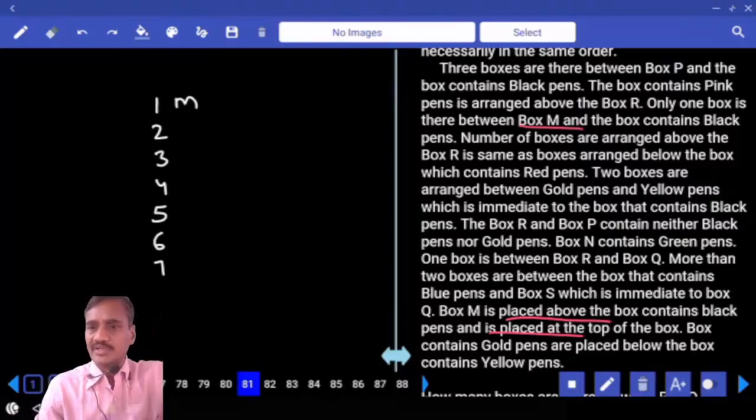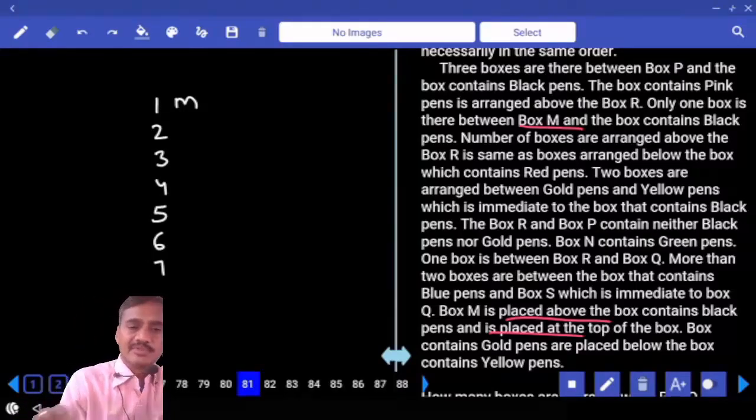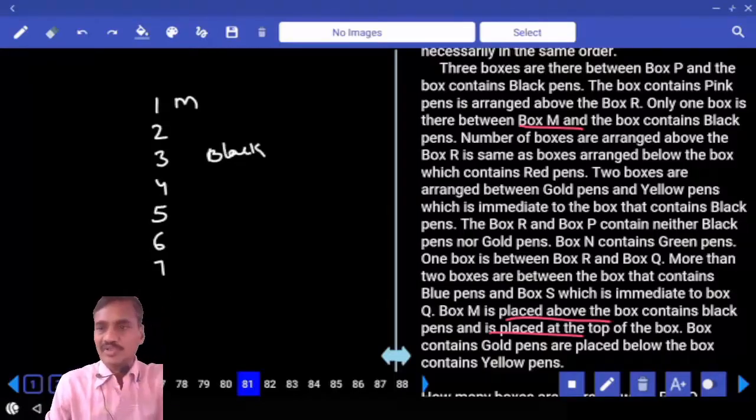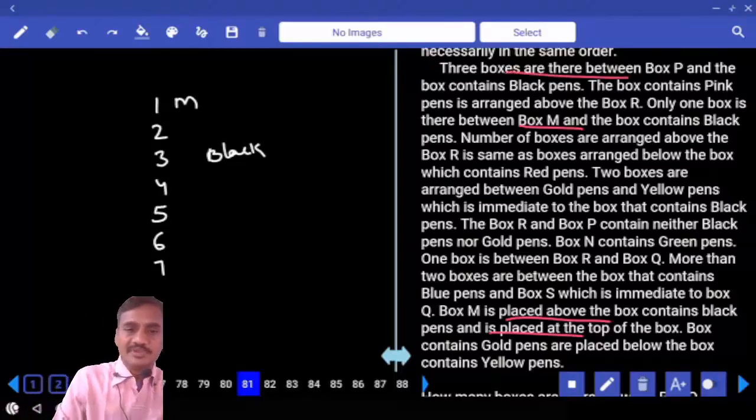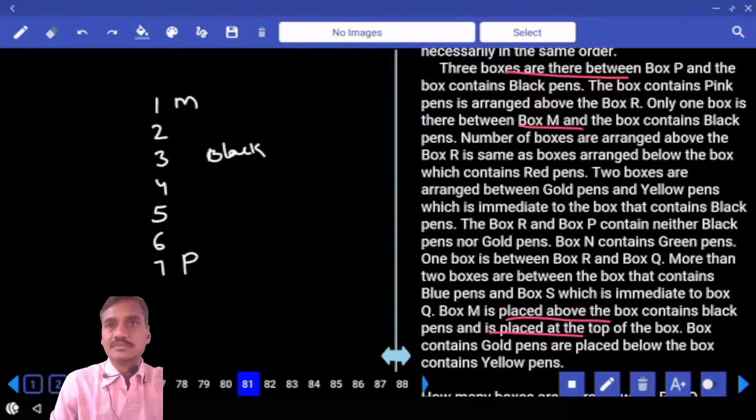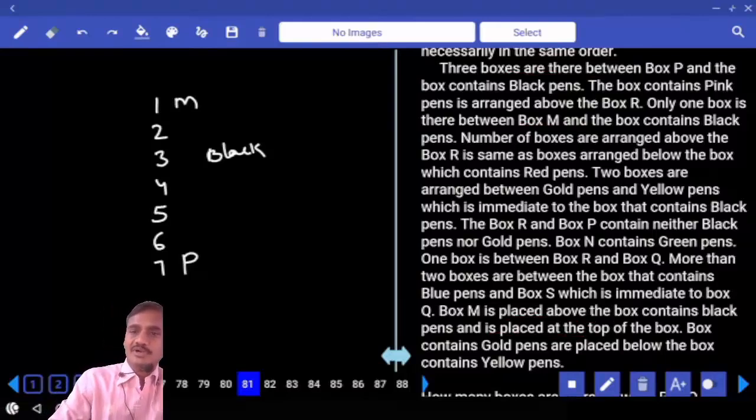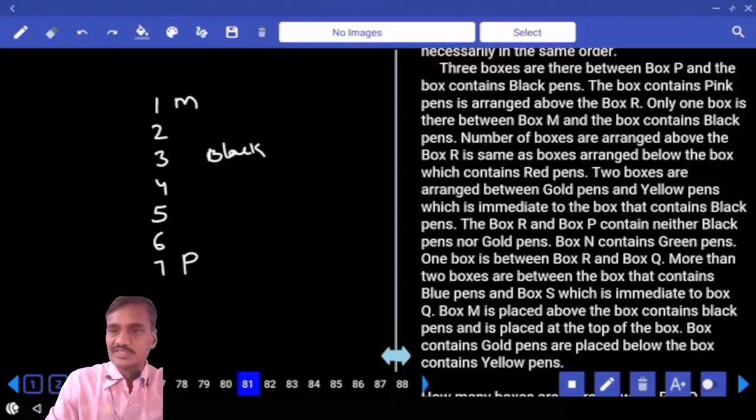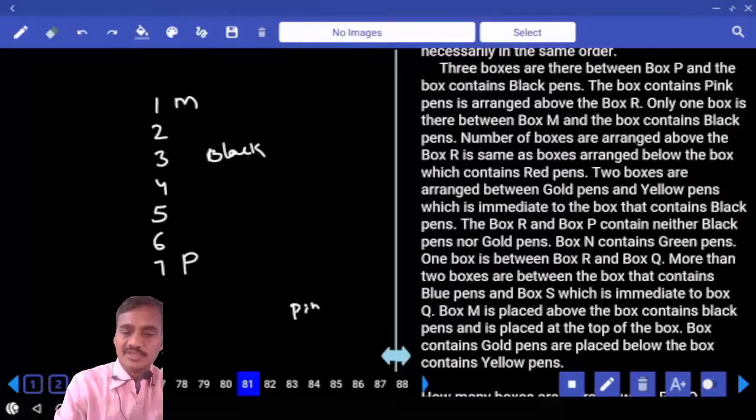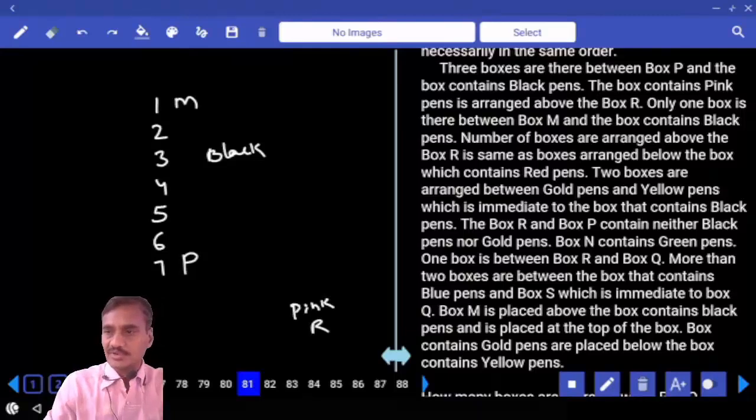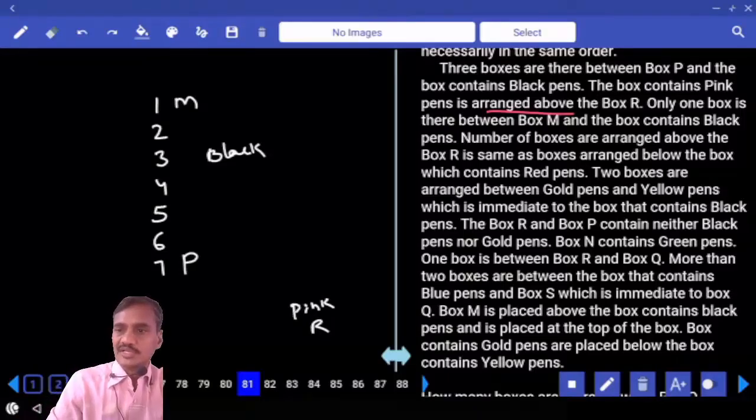There is only one box between M and the box that contains black. Between M and black there is exactly one box. Hence this is the black box. Now if the black box is there, there are 3 boxes between P and black. Since there are 3 between P and black, fix P. These are the three main pieces of information. And 3 boxes between P and the black box, and the box that contains pink pens is arranged above R. Now this pink is above R, and only one box is between M and the box that contains black pens. We are done with this one.